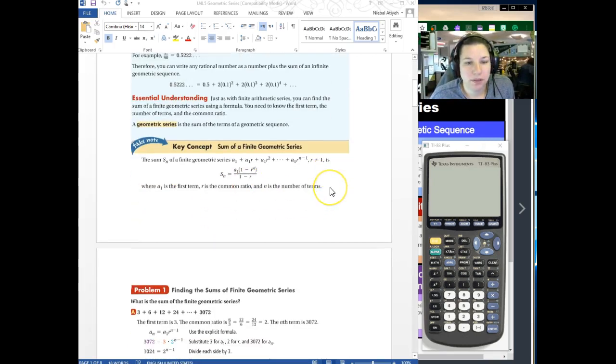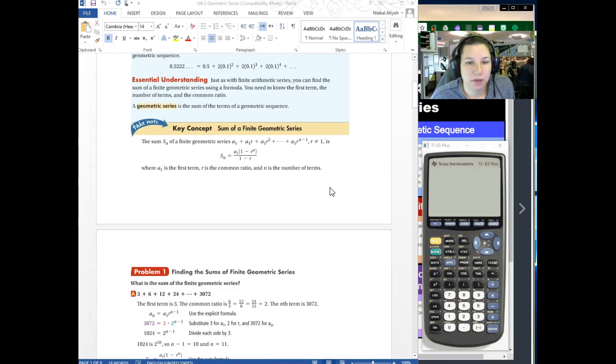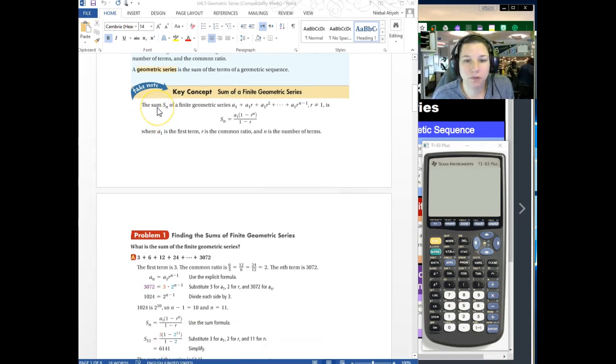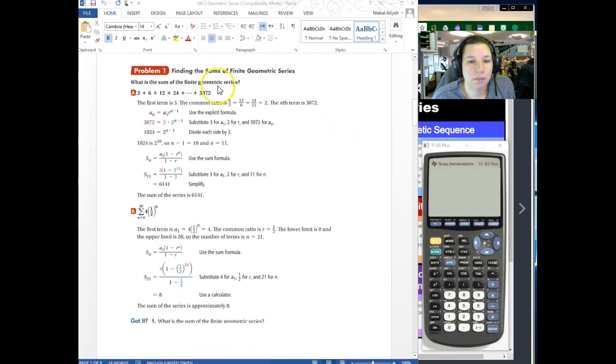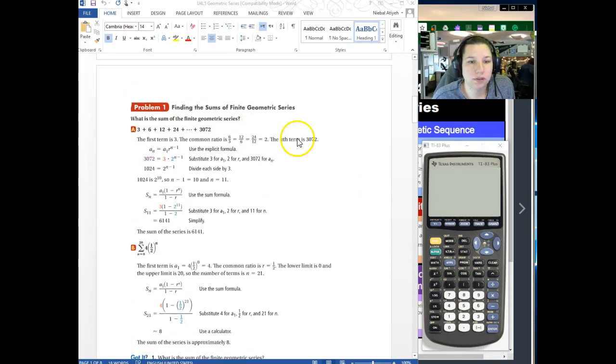So there's some formulas again under these key concepts that we're going to be using. For geometric series, there's two different formulas. There's one if it's finite, so I'm just trying to find the sum from here to here. And then there's another formula we'll use if it's infinite, if it's continuous. So to find the sum of the finite geometric series, first again, you need to know your explicit formula.